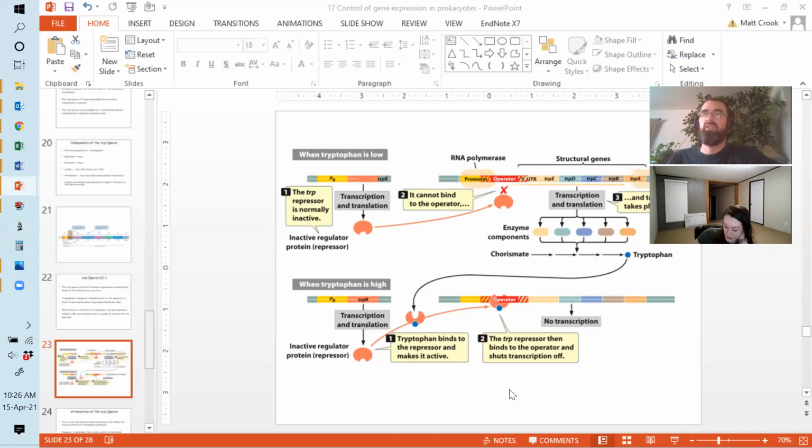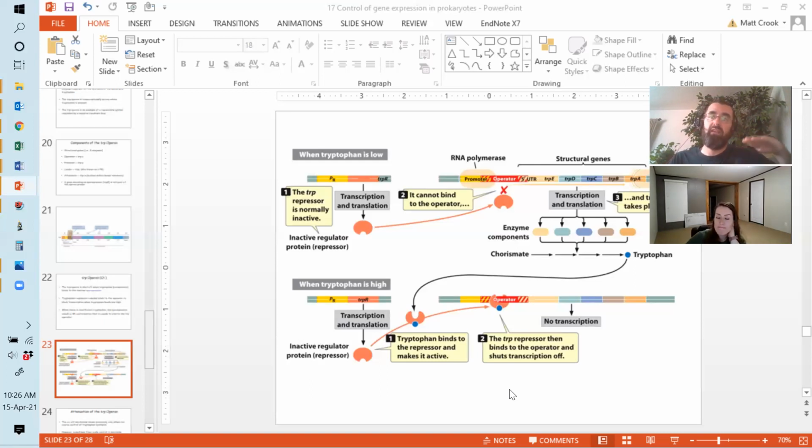And that's what attenuation does. It doesn't slow down transcription, because you can't do that, but it basically reduces how often transcription is successful. So sometimes transcription of the trp operon will occur and you'll get more tryptophan produced. Other times it will not be successful and the trp operon will not be transcribed.